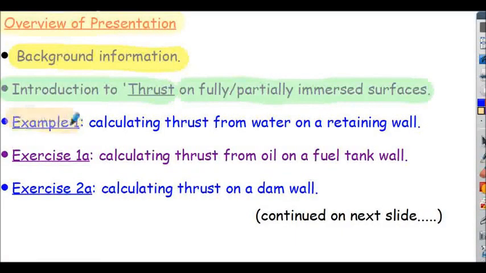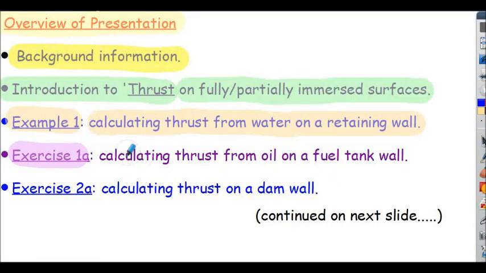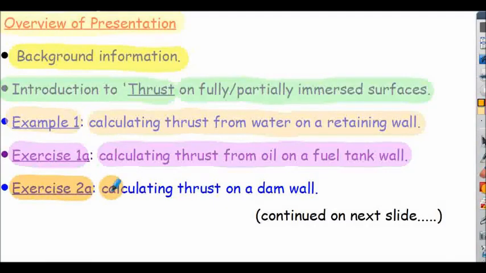We have example 1, where we're calculating the thrust from water on a retaining wall, for example as in a swimming pool. We have exercise 1A, where we're calculating the thrust from oil on a fuel tank wall, and exercise 2A, where we're calculating the thrust on a dam wall for two different scenarios.